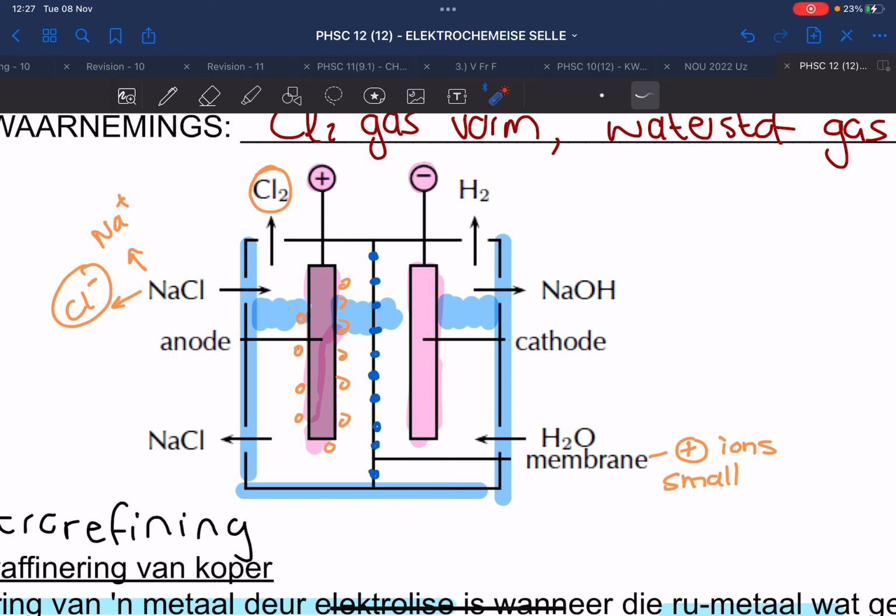Good, and then we have a lot of positive ions left over on this side. Luckily, this membrane allows positive ions to pass through and they will be attracted to the negative side. On this side of the membrane, we are pumping in water. What is water actually? Water is the hydroxide ion and the hydrogen ion.